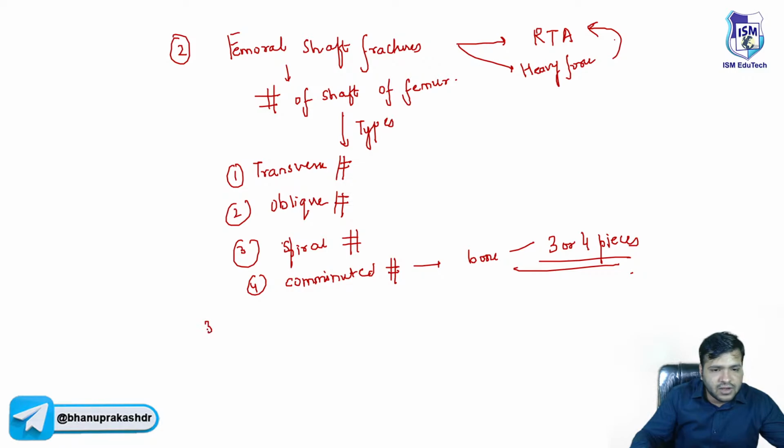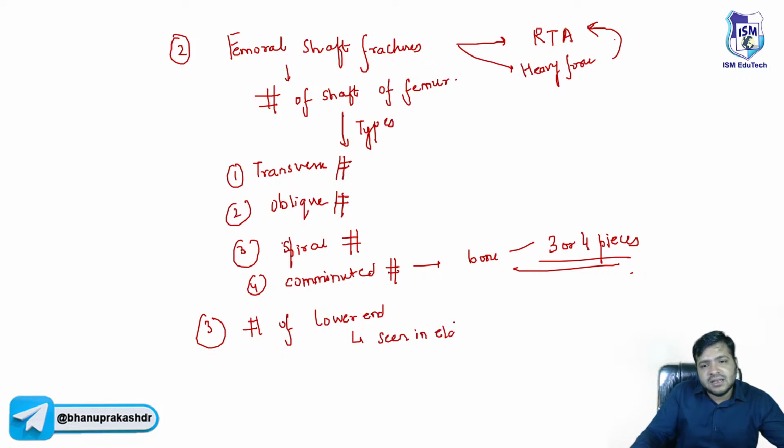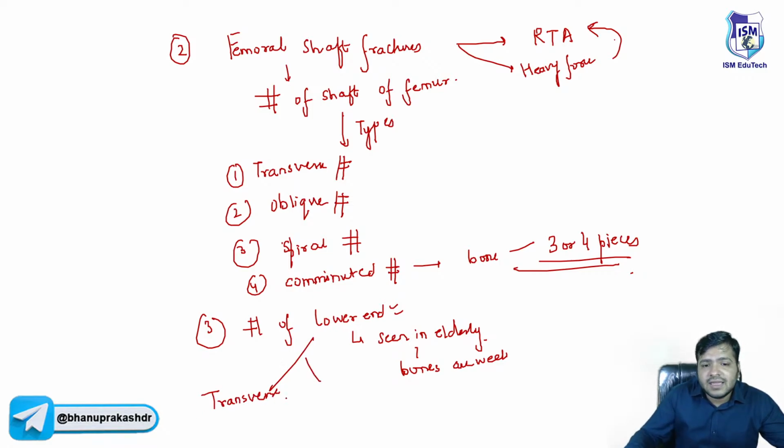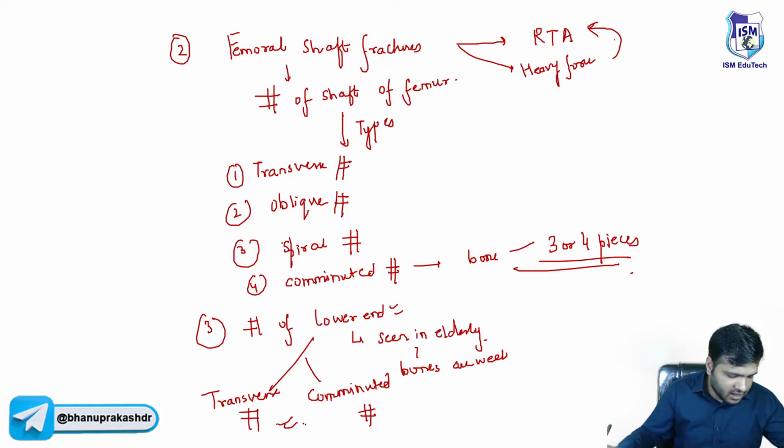And remember, beta, one more type, that is fracture of the lower end. The fracture of the lower end is seen in elderly people because the bones are weak. When I'm talking about the condyles, they fracture. So yes, it is again divided into transverse fracture, or there can be comminuted fractures as well. I hope this is clear to each one of you.